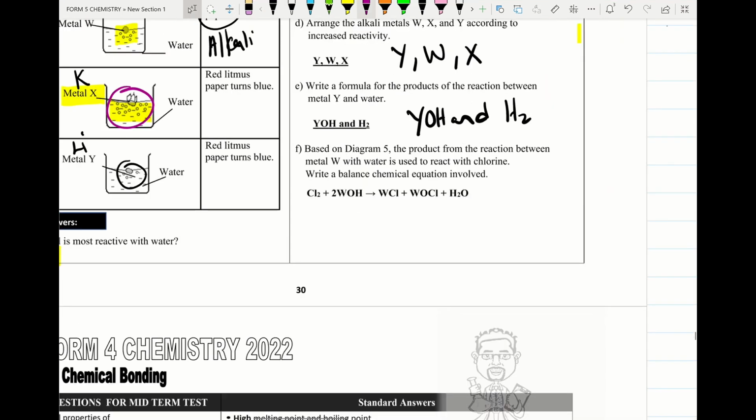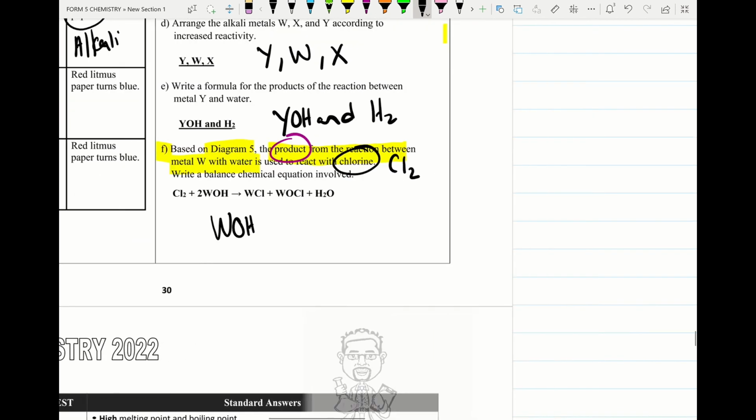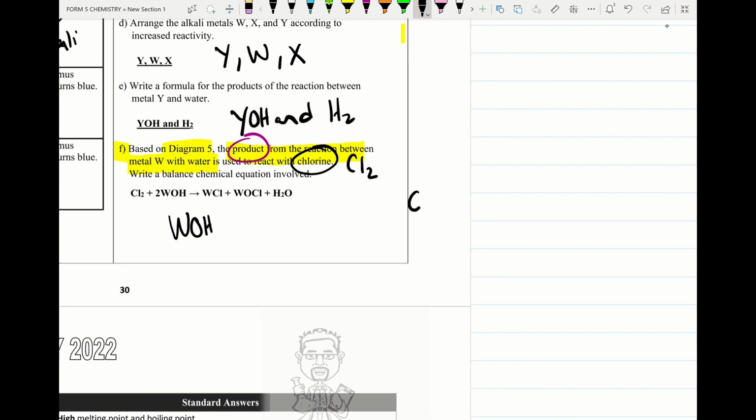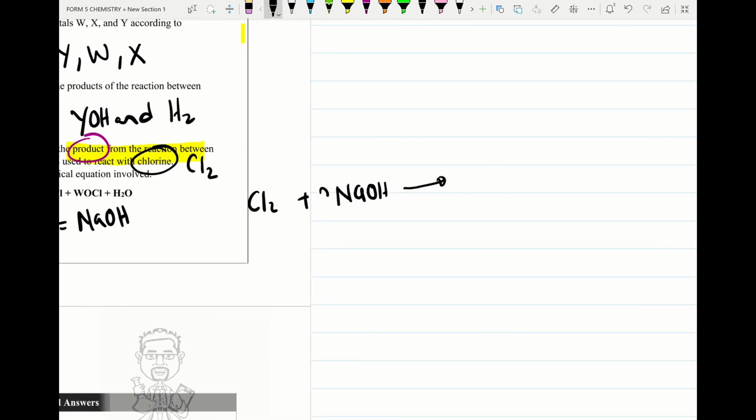Next is question F. Based on diagram 5, they want the product formed from the reaction between metal W and water. That will be WOH. Then react with chlorine, the formula of chlorine is Cl2. We try to answer like this: chlorine reacted with sodium hydroxide. I represent this with sodium hydroxide, and for the product we will get, we put 2 here.